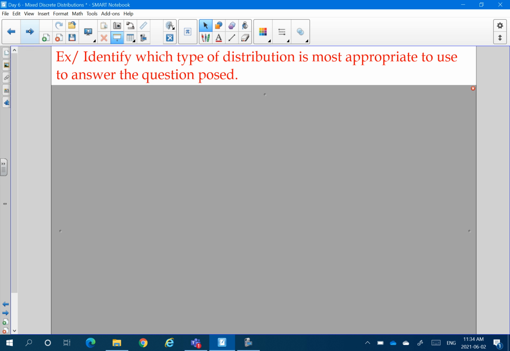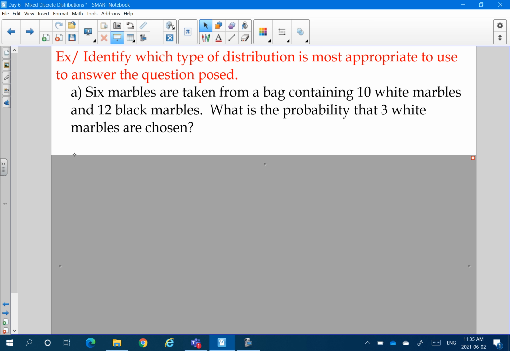So, I'm going to ask you to identify which type of distribution is most appropriate to use in each one below. And of course, the best thing to do would be to read the question, pause it, and then answer, and come back and see if you got it right or not. If you're just watching and following along, it's not bad. It's better than not watching, of course, but it's not as good as pausing, trying, and then double checking.